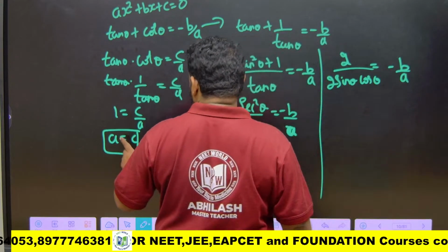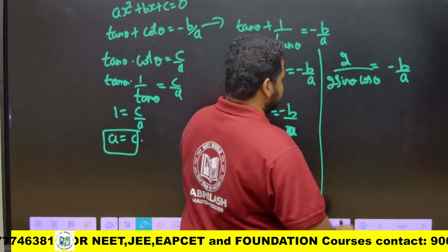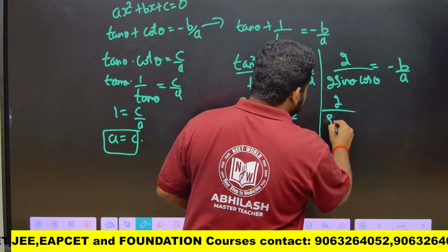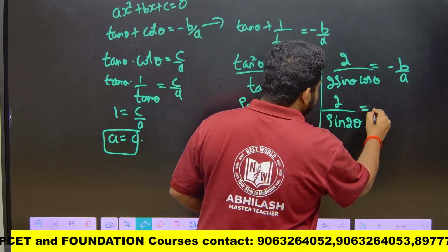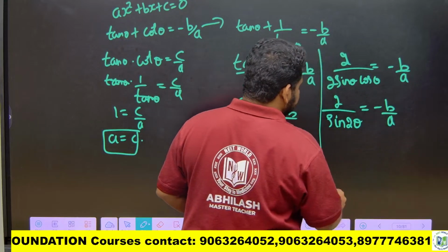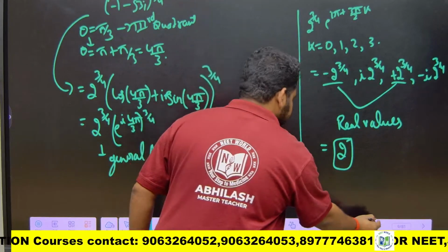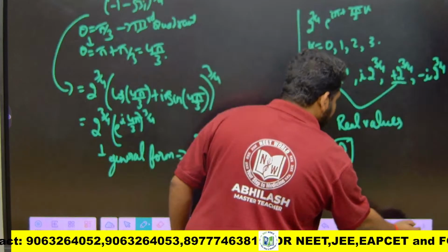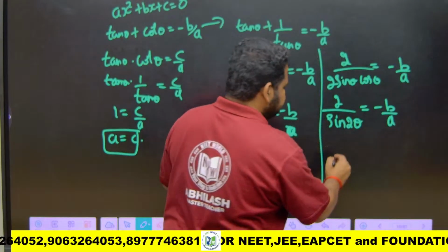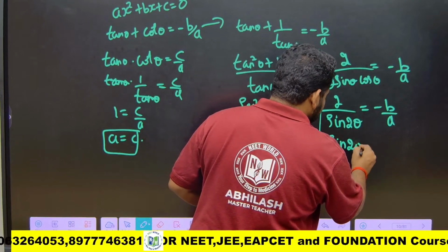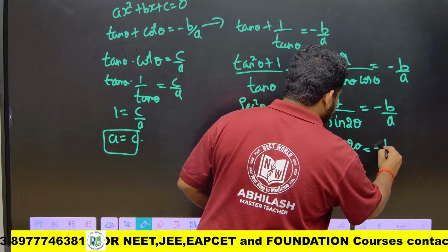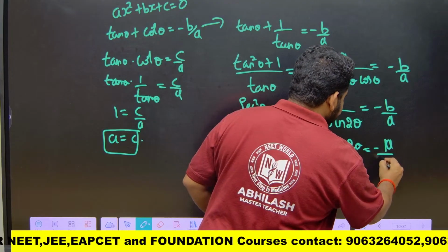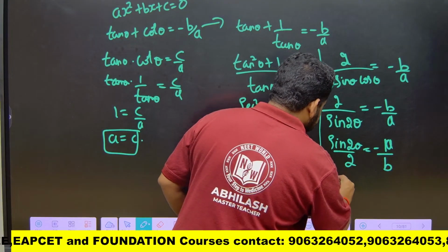Okay, but one thing you have to understand, A is equal to C. Let us see where we can substitute. So this will be 2 by 2 sin theta cos theta, which is nothing but what, friends? This will be sin 2 theta. Sin 2 theta is equal to what? Minus B by A. Okay, so let us have a look at the options. They are giving it in terms of sin 2 theta, cos 2 theta, tan 2 theta. So sin 2 theta I want it. Sin 2 theta by 2 will be equal to minus B by A, so this will become minus A by B.